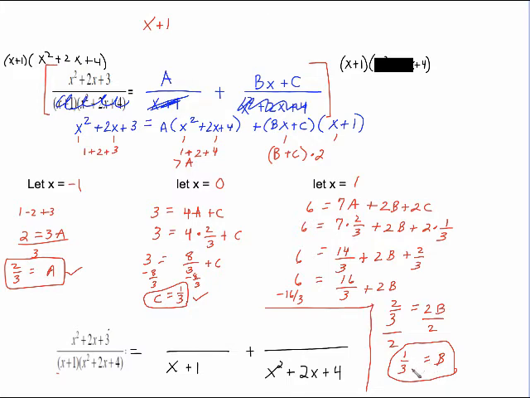Those are my values for A, B, and C. A is 2/3. Remember, A was the numerator of this denominator, so this is 2/3, plus B, which is 1/3, X, plus the C value, which was also 1/3. So this is my partial fraction decomposition. 2/3 over x plus 1 plus 1/3 x plus 1/3 over that quadratic denominator.